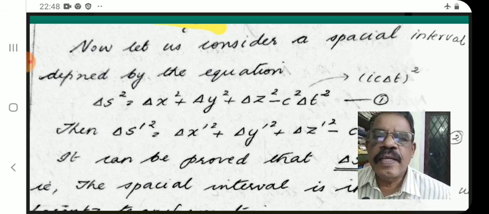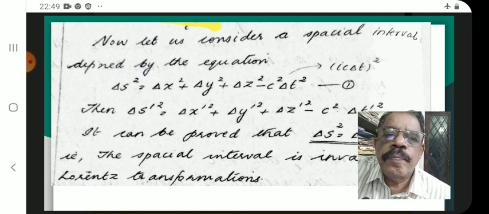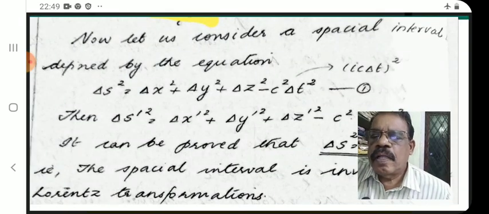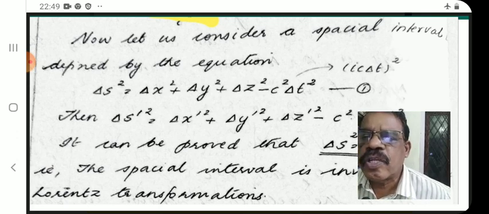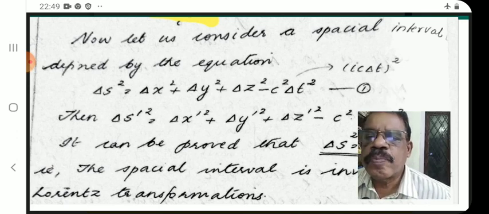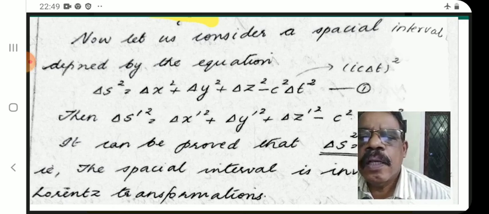Let us consider a spatial interval defined by the equation delta s square. Delta s is a spatial interval. We define the square: delta s square is delta x square plus delta y square plus delta z square minus c square delta t square.